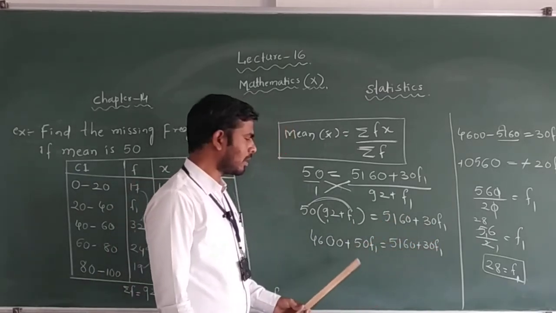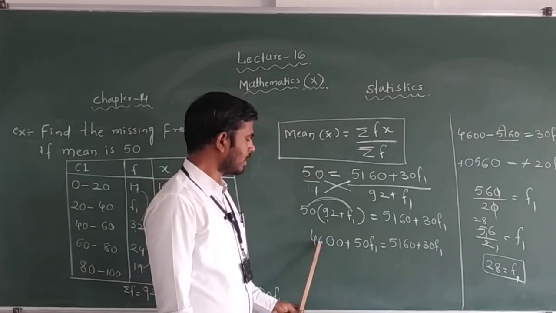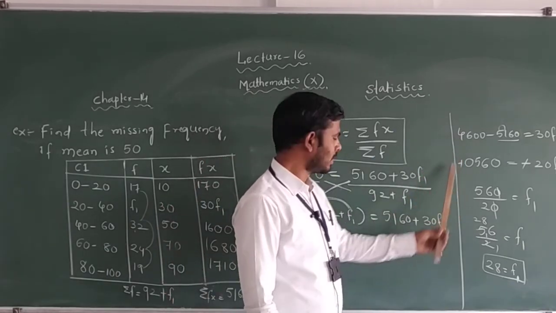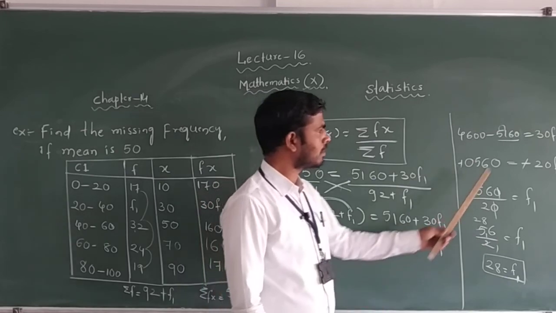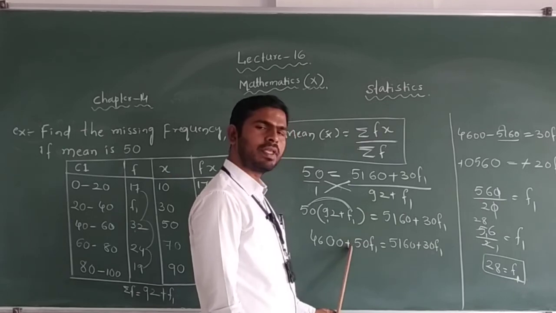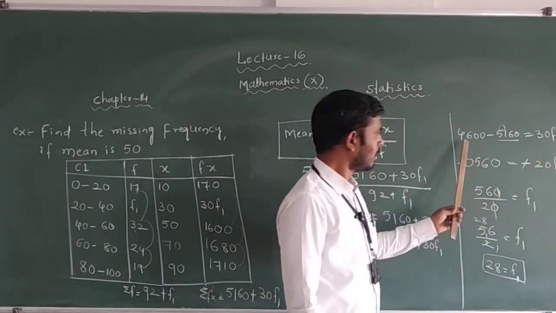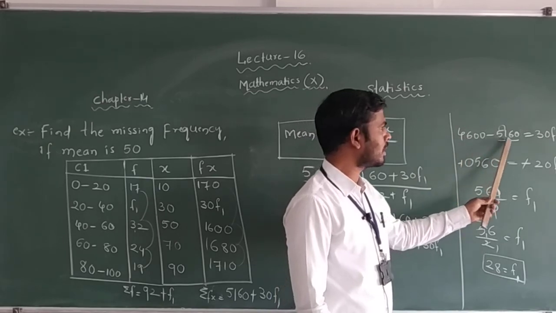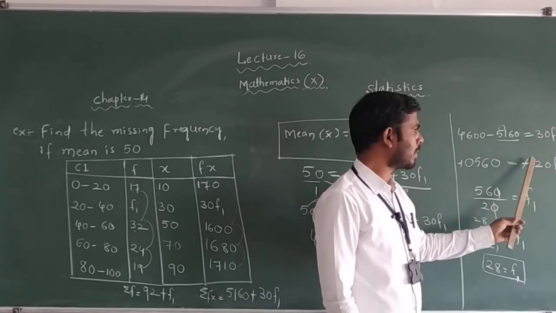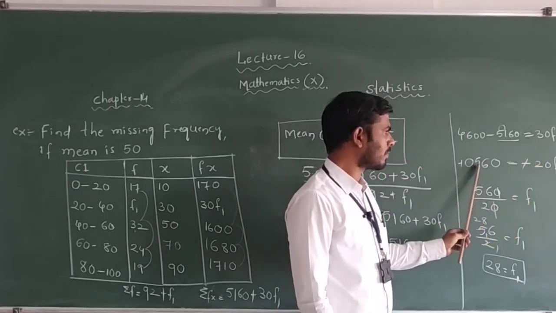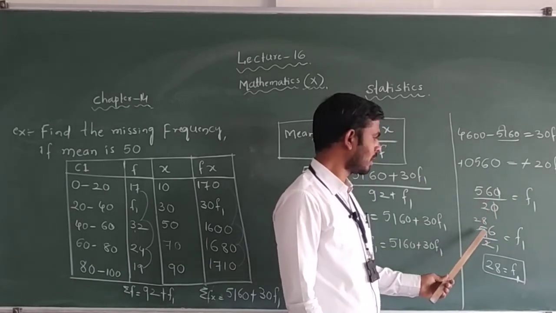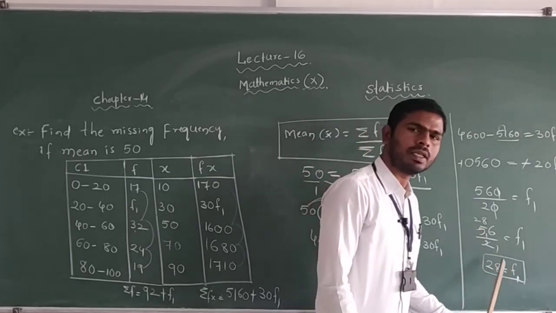50 into 92 gives 4600, plus 50 into f1, 50 f1, equal to 5160 plus 30 f1 as it is. Next you have to bring like terms to one side. 4600 stays as it is, plus 5160 becomes minus 5160, equal to plus 30 f1 as it is, plus 50 f1 becomes minus 50 f1. Greater minus smaller: 5160 minus 4600 gives 560, equal to 50 minus 30, which is minus 20 f1, and the minus gets cancelled. So 560, the 0 gets cancelled, 56 divided by 2 gives 28. So this is f1 equal to 28.